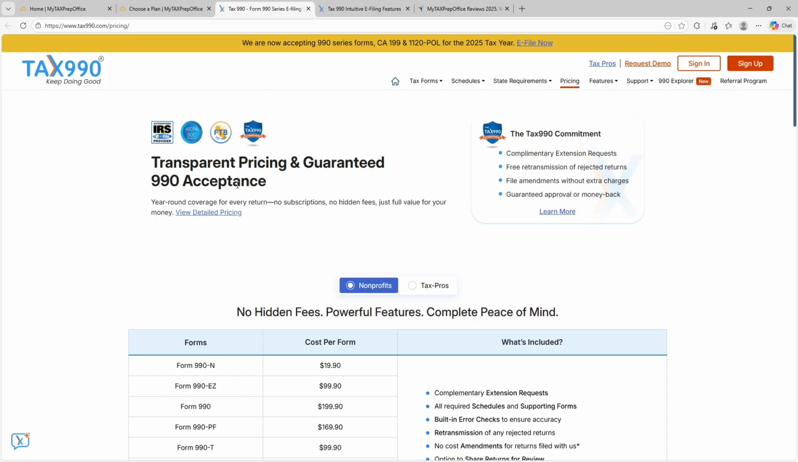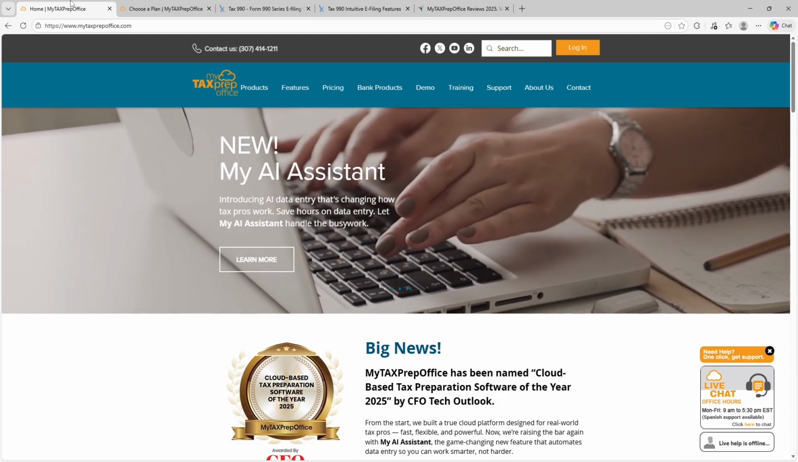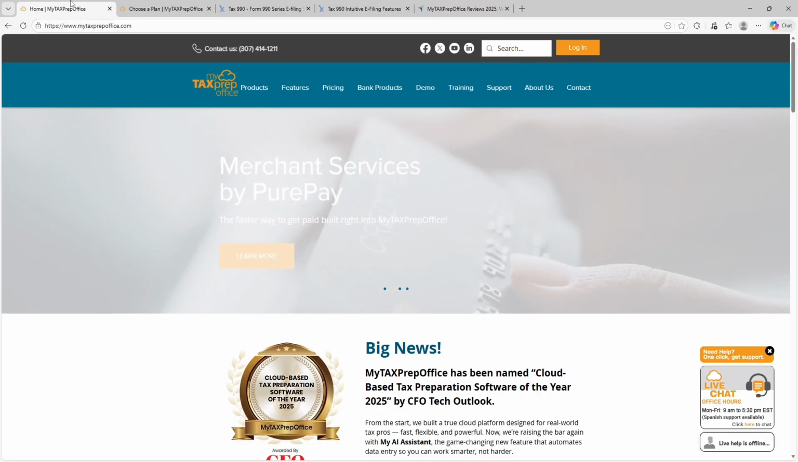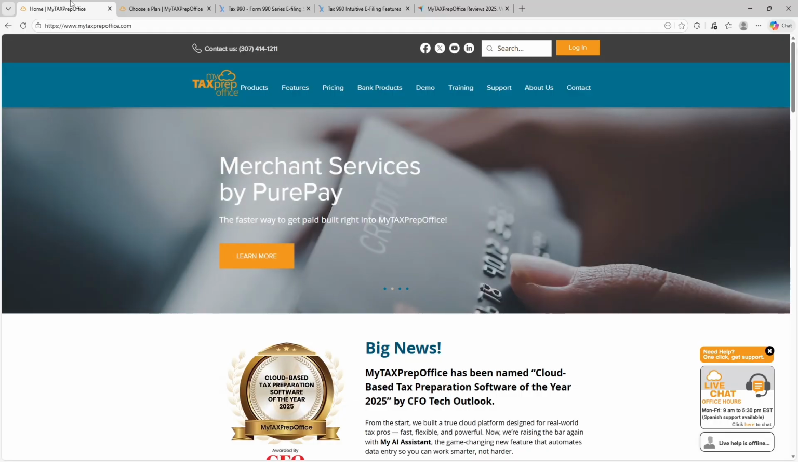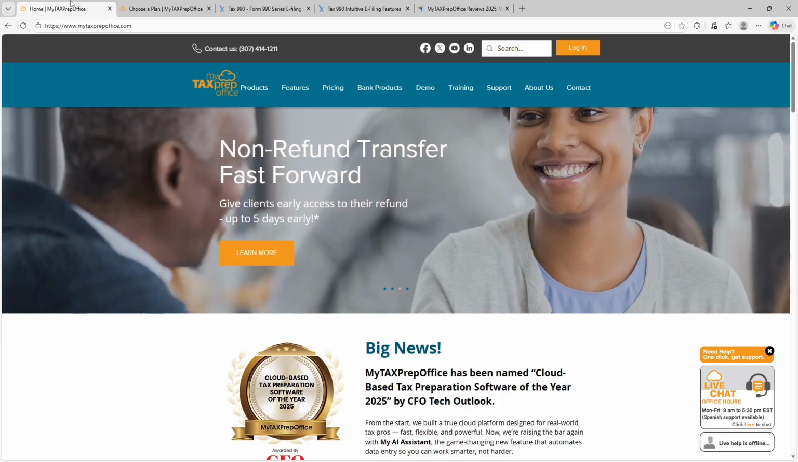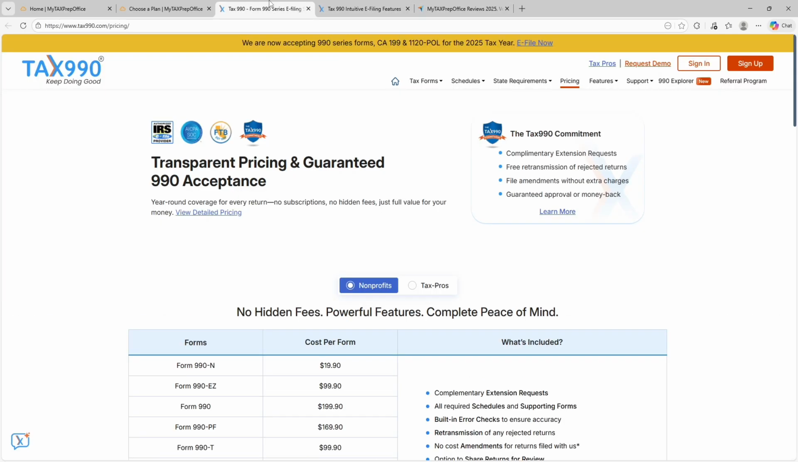Final takeaway: if you're a professional tax preparer or firm that needs unlimited returns, predictable annual pricing, and a complete income tax preparation environment for individuals and businesses, MyTaxPrepOffice is the stronger long-term solution. If your focus is non-profit compliance and Form 990 series filings, and you prefer a streamlined pay-per-form platform built specifically for accuracy and IRS acceptance, Tax990 is a clean and cost-effective choice.